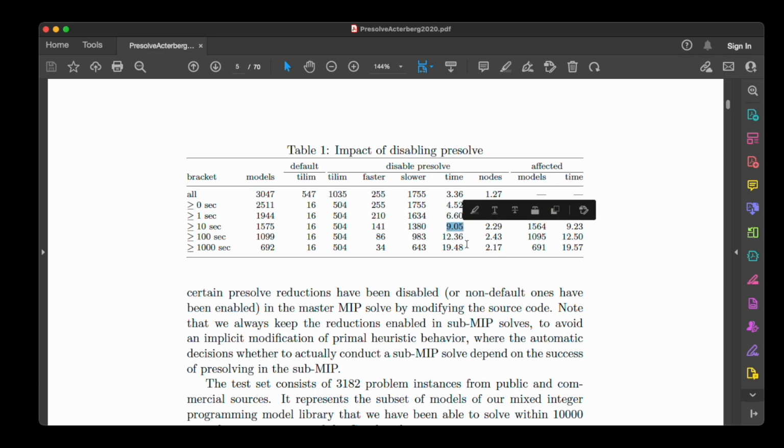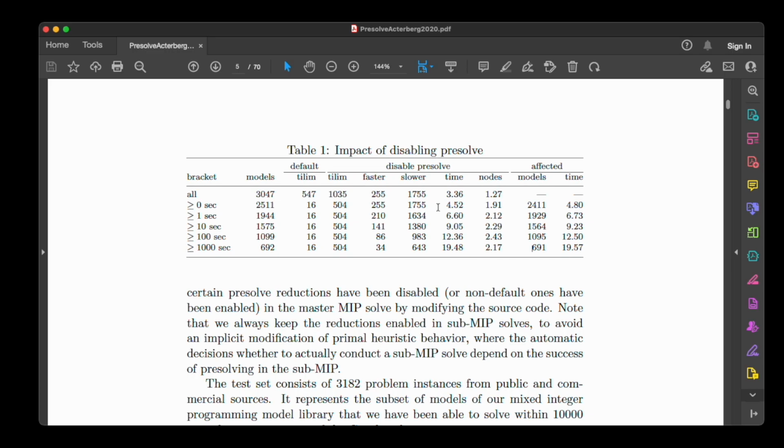And the overall time ratio is 9.05. That basically means that if the default version takes 1 second to solve, then if we disable pre-solve, it will take 9 seconds to solve. So it is 9 times slower than the default version. And if we look at even the harder instances, which take 100 or 1,000 seconds, then these ratios are even bigger, like 12 times slower or 19 times slower. So that's a big impact in terms of solving time.